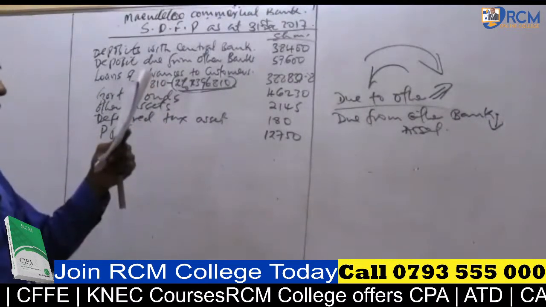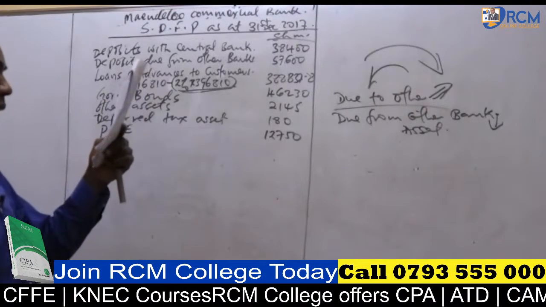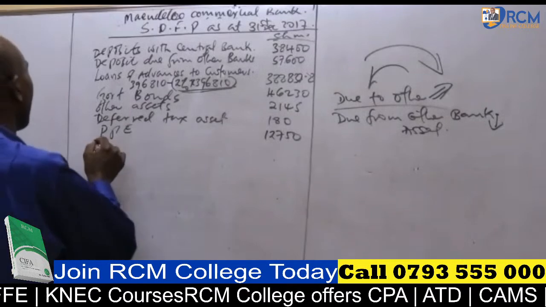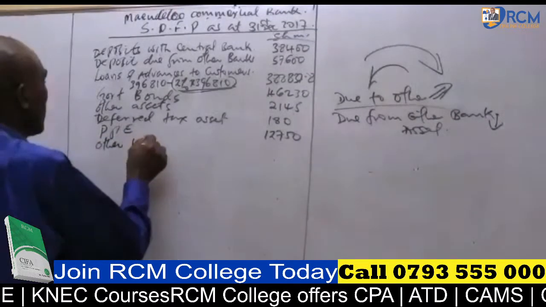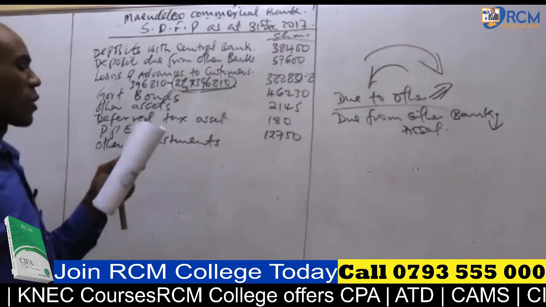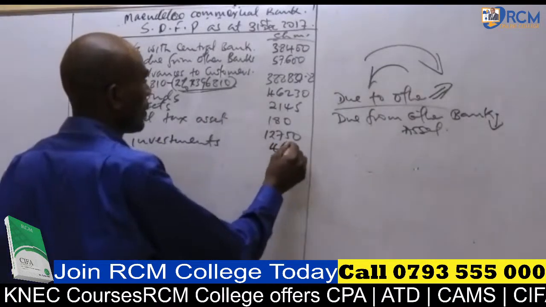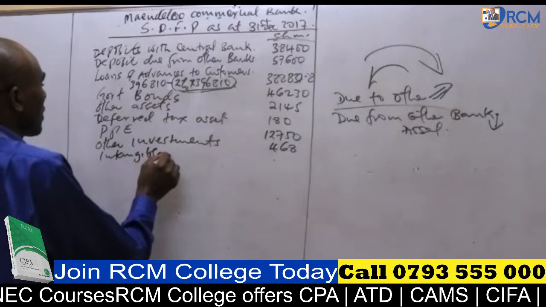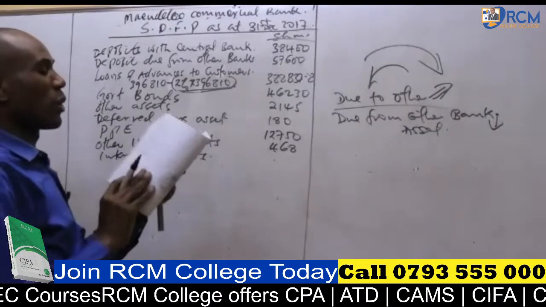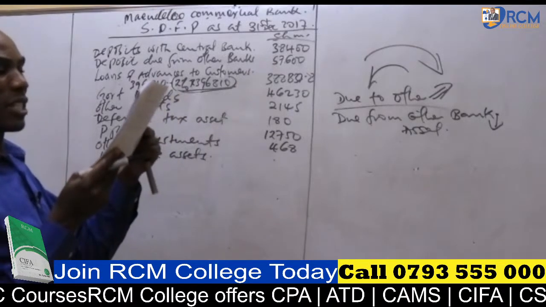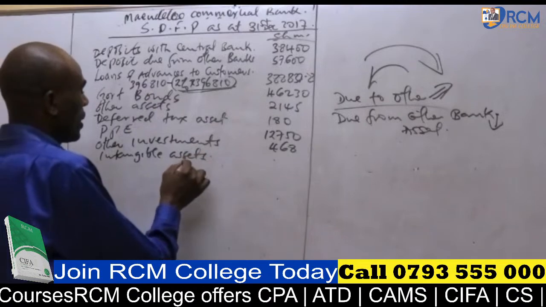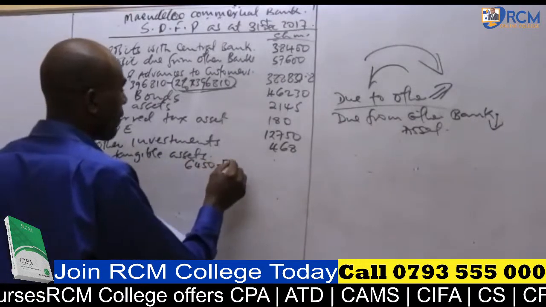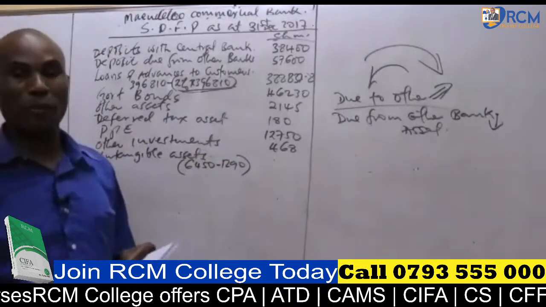Then which other asset do we have? We have other investments. Have we reported other investments? Other investments, we have it as 468. Then lastly, we come to intangible assets. We also amortized. Therefore, we have 6450 minus amortization. We had 1290, if I remember well. We subtract the amortization of 1290.